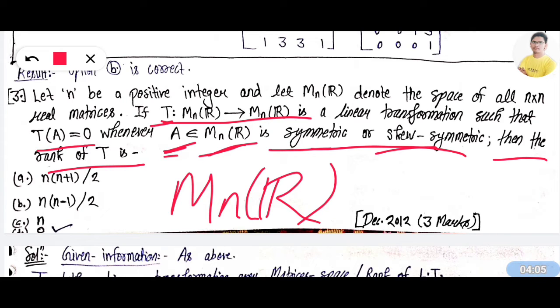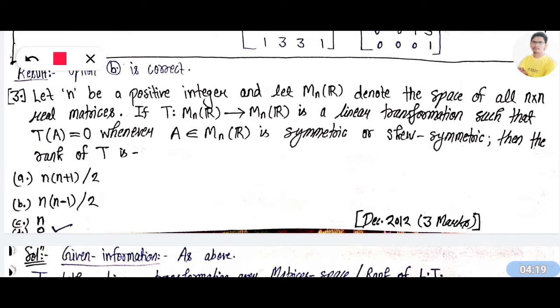I think it is now clear what the theme of this question is, and which topic CSIR is trying to check your knowledge about. They are trying to know whether you have enough information regarding the M_n(R) space, the space of n cross n real matrices, and then they are checking your knowledge of linear transformations and the rank of matrices. So let's think about how we will approach this problem.